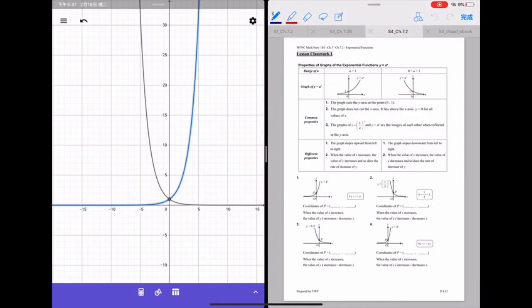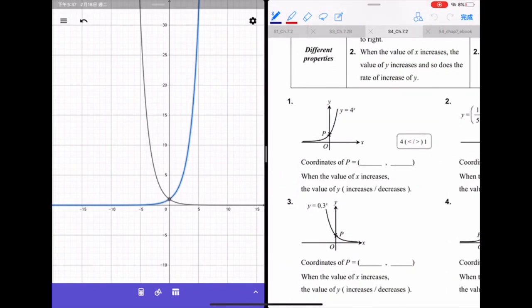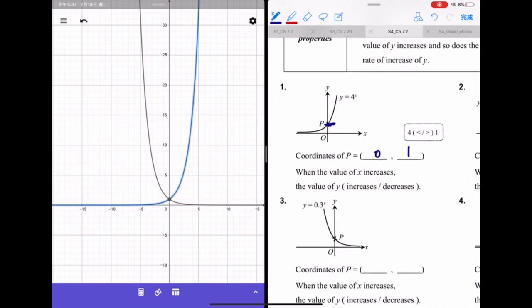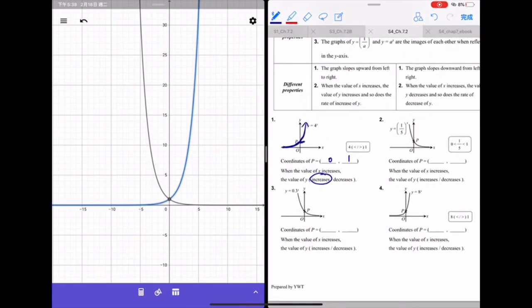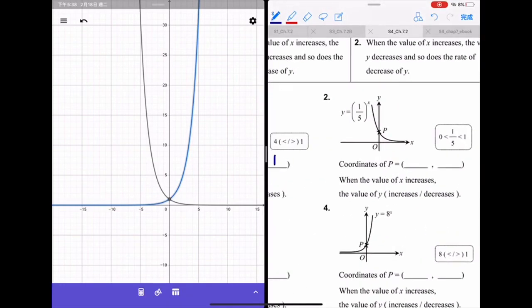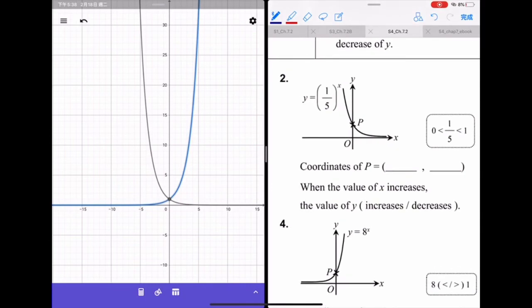So let's do some simple exercises. Question 1. P is actually the y-intercept, so 0, 1. When x is increased, the value of y is also increased. You may stop here and try 2, 3, 4, and then check the answer after you finish. For this one, because the base is smaller than 1, but again the P coordinates is also the y-intercept, so it's also 0, 1. And this time when x is increasing, the value of y is decreasing.